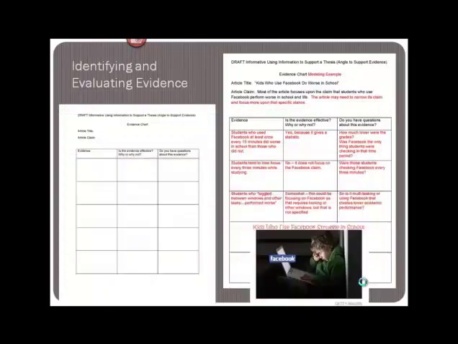Then you'll take an evidence chart. And you'll see the 3 different columns there. One is just the evidence given, whether or not the evidence is effective, and if the students have any questions about the evidence. On the right, you'll see the one that I filled out for the article, Kids Who Use Facebook Do Worse in School. And you'll see that there are some no's and somewhats in the is the evidence effective column. So I would discuss that with my students.